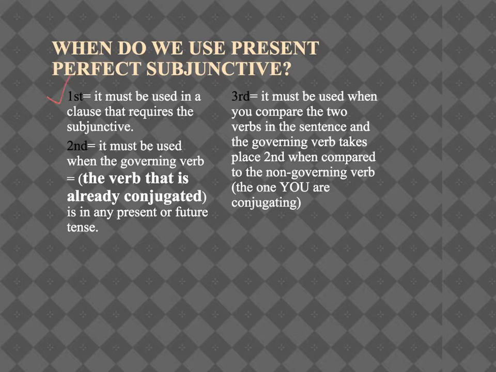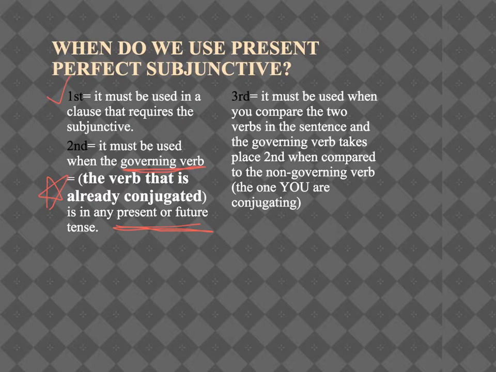That is number 1. Number 2, the governing verb, and this is super important that you realize when we say the governing verb, that is the verb that is already conjugated, the one that you are not making a decision about. That verb must be in any present or future tense. So that could be present progressive, present perfect, regular present tense, future or future perfect.